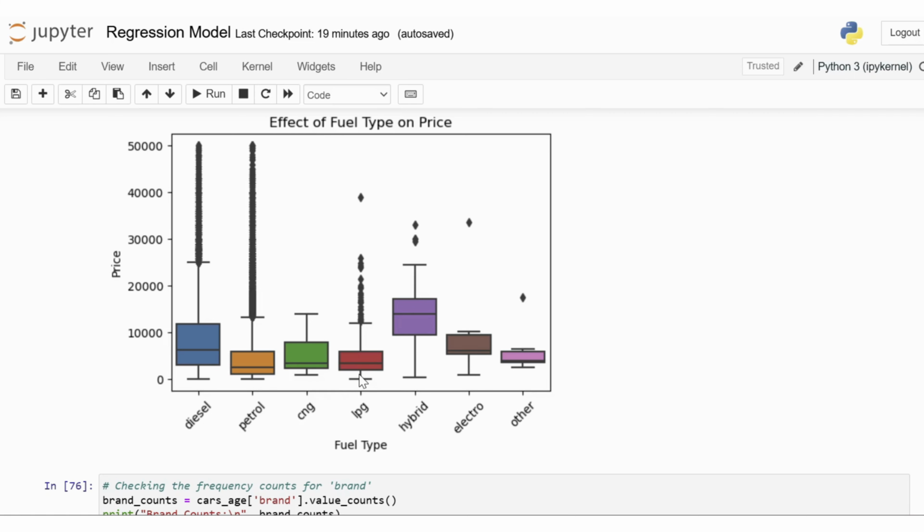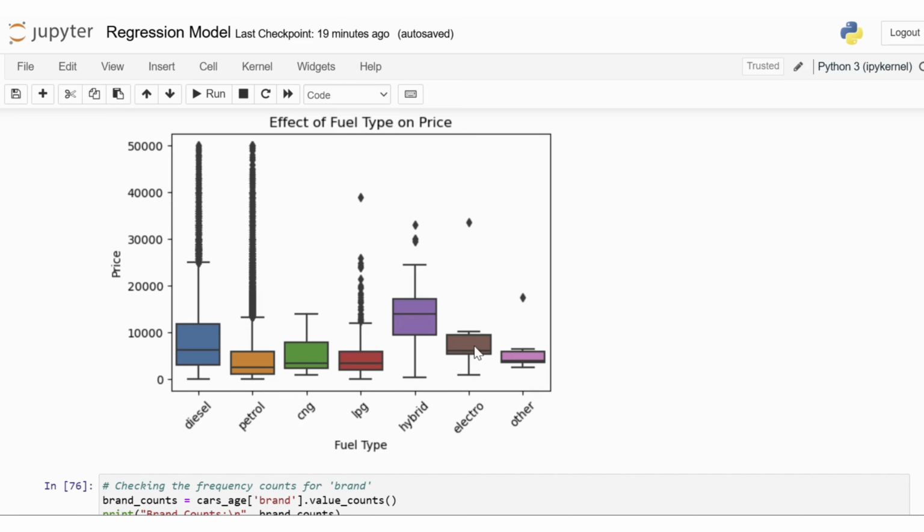The LPG cars have a lower median price than petrol, diesel, and CNG cars. The IQR is quite narrow, showing little variation in prices. And there are a few outliers, but they do not reach very high. The hybrid cars have a higher median price than diesel cars. The IQR is wide, indicating a significant variation in prices. Outliers are present but not as extreme as those for diesel or petrol cars.